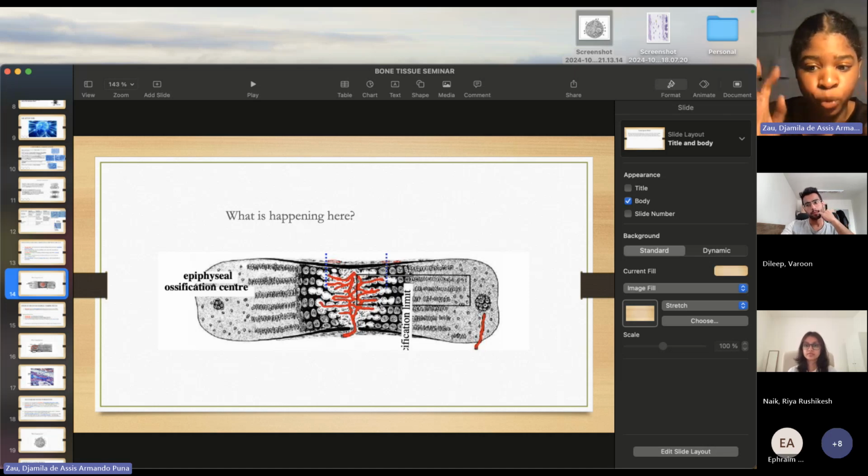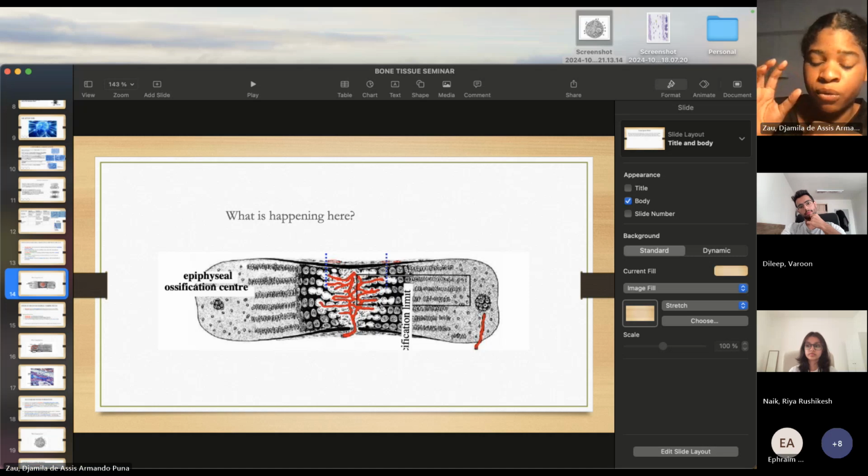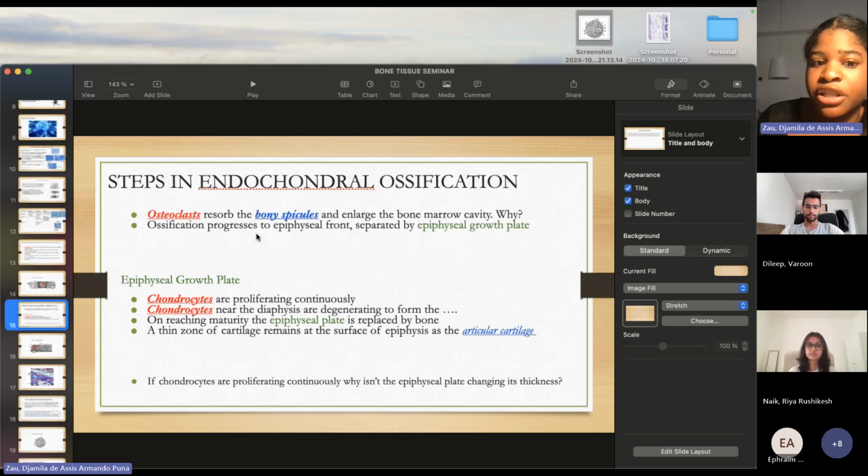We've created the primitive weak bone. We want the strong bone. So if we want to destroy the weak bone to create the strong bone, we're going to need osteoclasts. So osteoclasts are going to resorb the bony spicules and enlarge the bone marrow cavity. And we know why they're doing this, because we want to create secondary bone. And I've already explained that ossification is always going to progress to the epiphyseal part. It is, however, and you guys don't know this yet, separated by the epiphyseal growth plate.